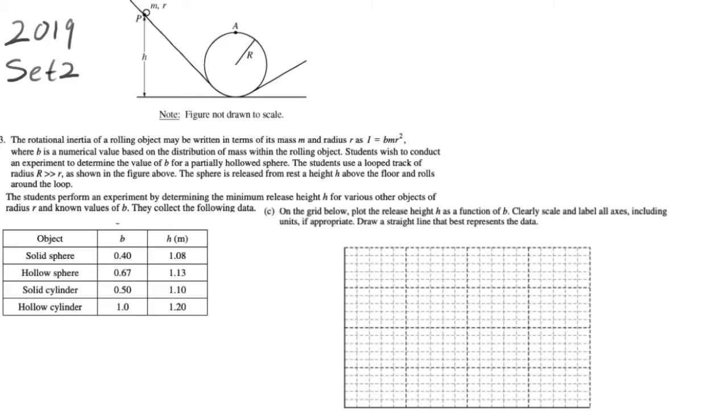Since it's release height h as a function of b, on the y-axis it's going to be h, and on the x-axis it's going to be b. It says to include all units, and looking at the chart on the left, we can find out that b has no units and h has units of meters. So make sure to label that.